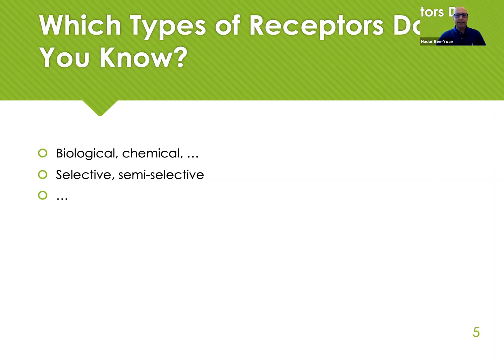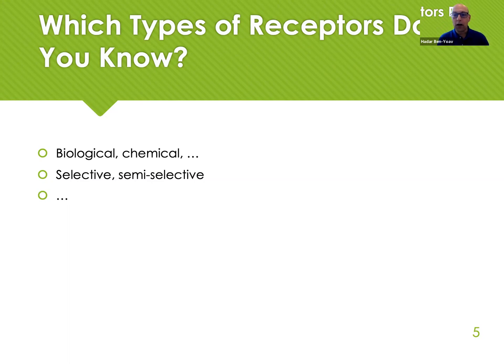Do you know any other types of receptors? Any ideas? Does anyone have any idea or example of another receptor? Some kind of component that provides the selectivity.